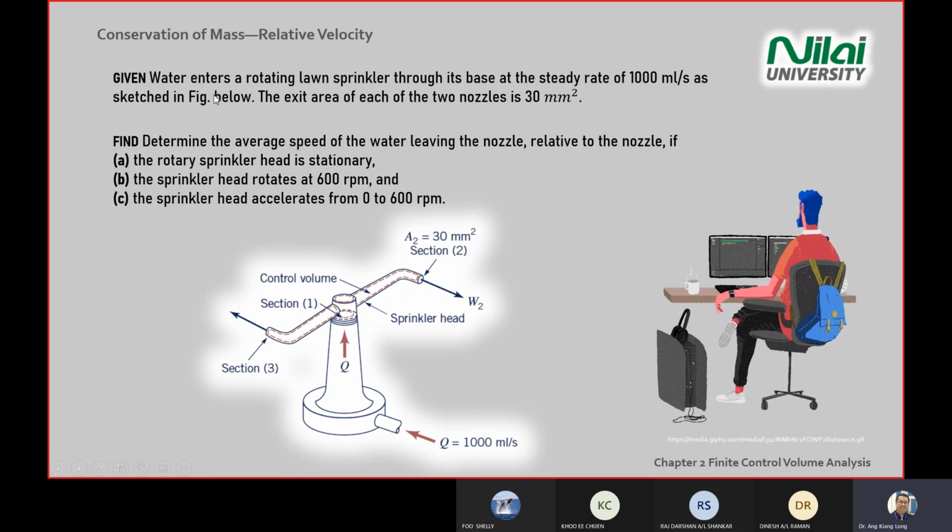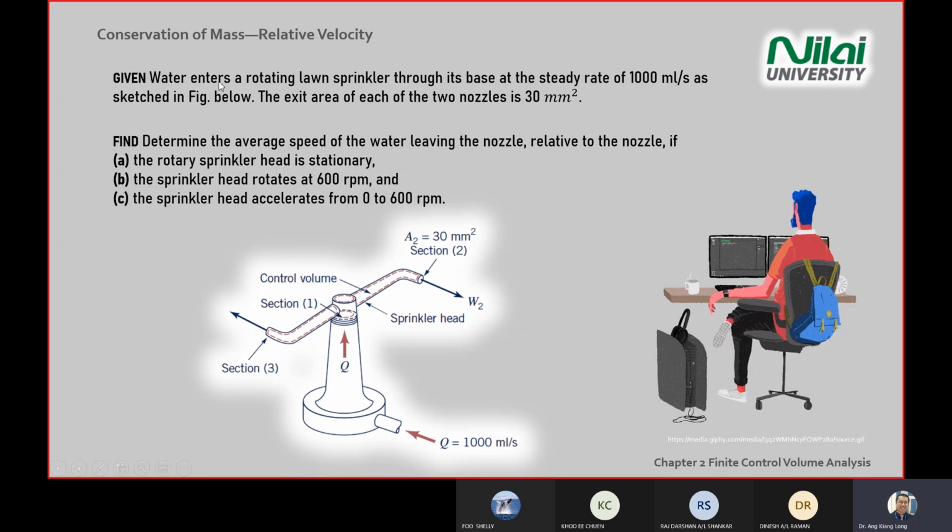So what we have here, if you look at the diagram, is a sprinkler head. This sprinkler head is usually found in the garden, where the farmers or gardeners switch on the machine, and the water goes in from below and sprays from both ends. Some only have one end, but normally they have two or maybe four.